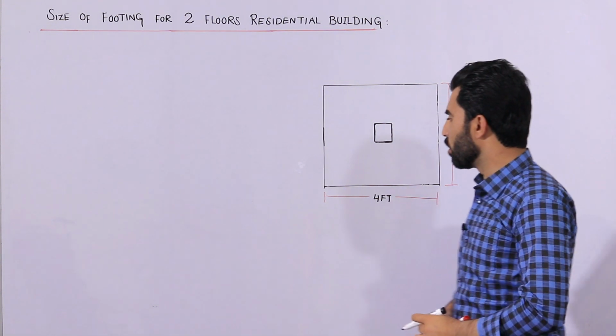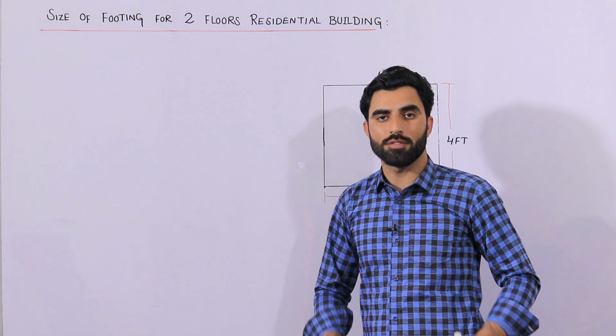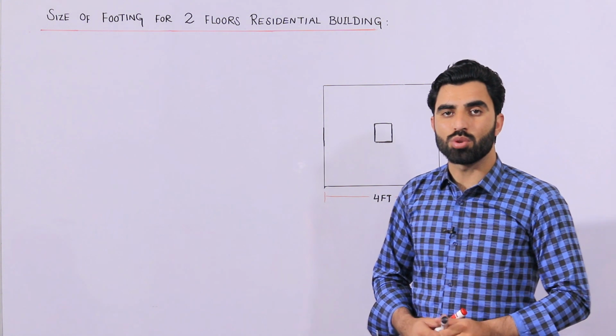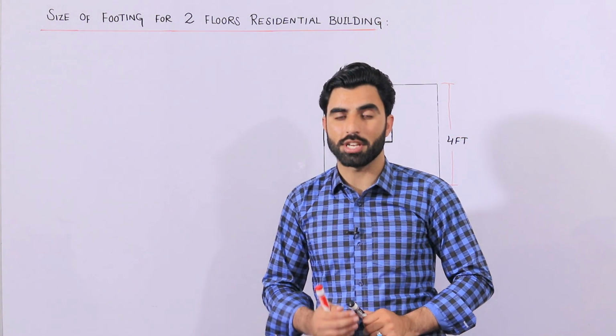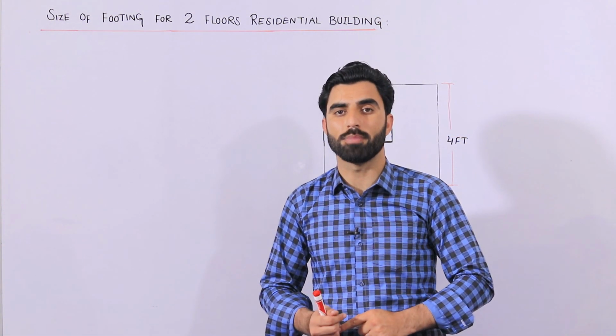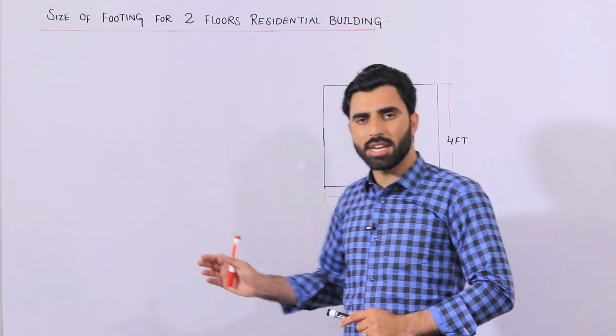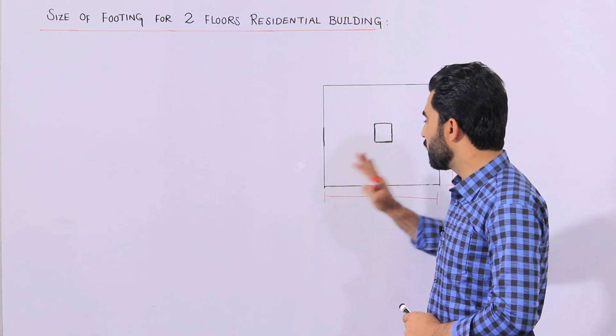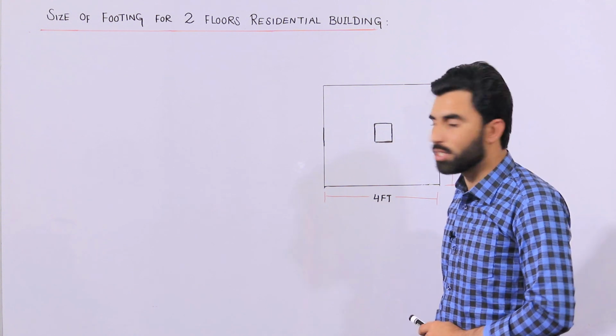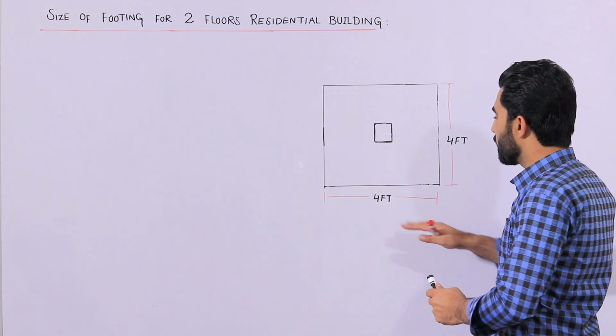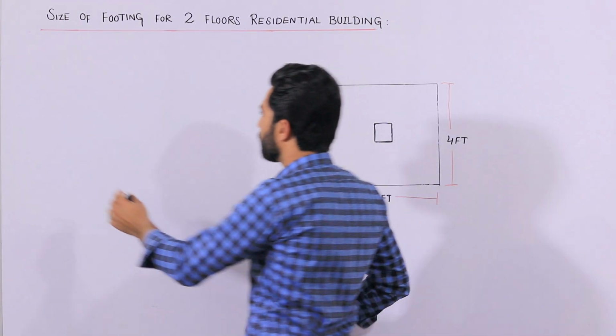That's because you don't know the bearing capacity of the site. If you want to go for G plus 2 or 3 story, you should hire a structural engineer for that. But in the case of 2 story, you can use the given data which I am telling you. So here guys, the size is 4 by 4 feet.